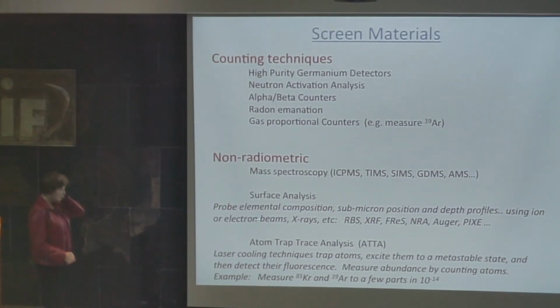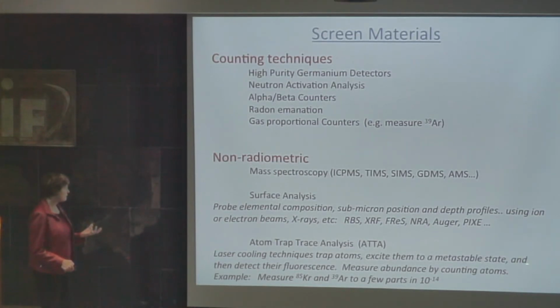Surface analysis, this is something that almost every university has something like this, often used by geologists, where you're going to probe the elemental composition. You can do submicron position and depth profiles. So if you've already identified that there's a problem with your material and that it seems to have an activity you don't want, but you don't know where it is, you can try to find out something about it using all of these techniques.